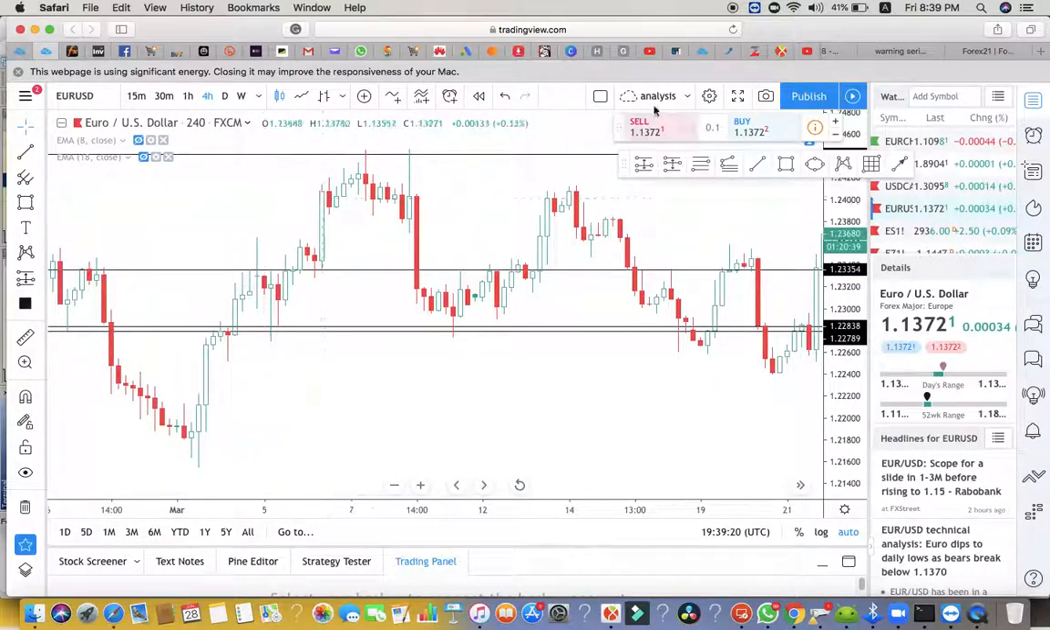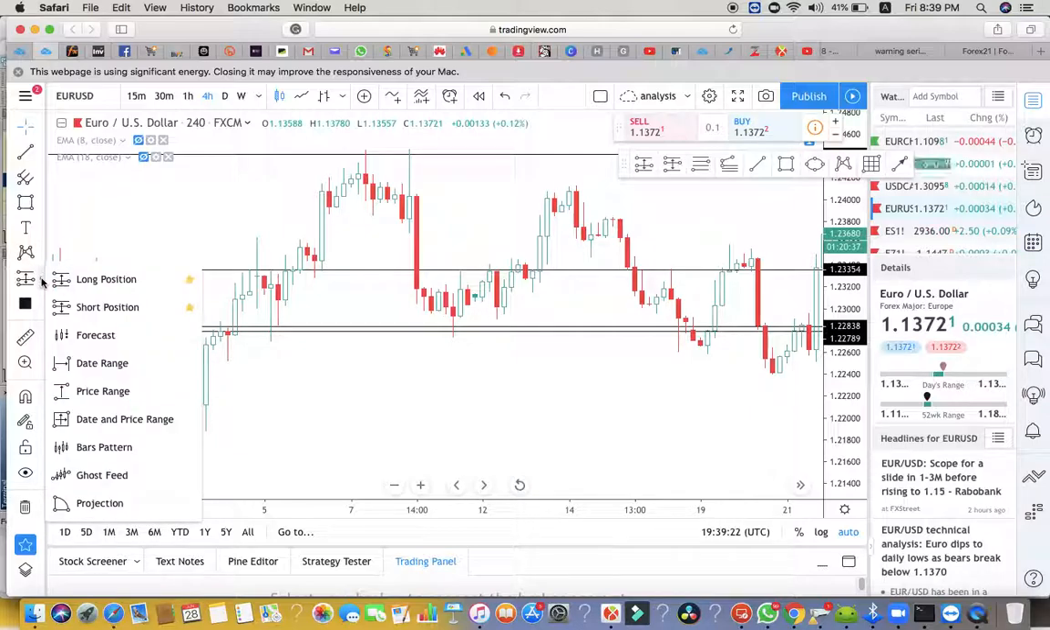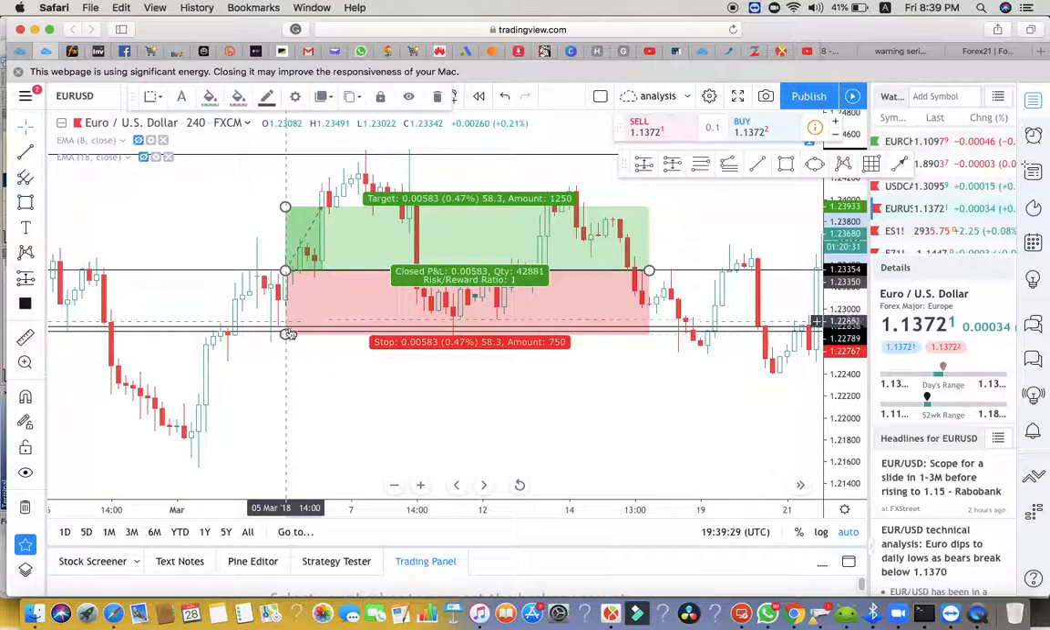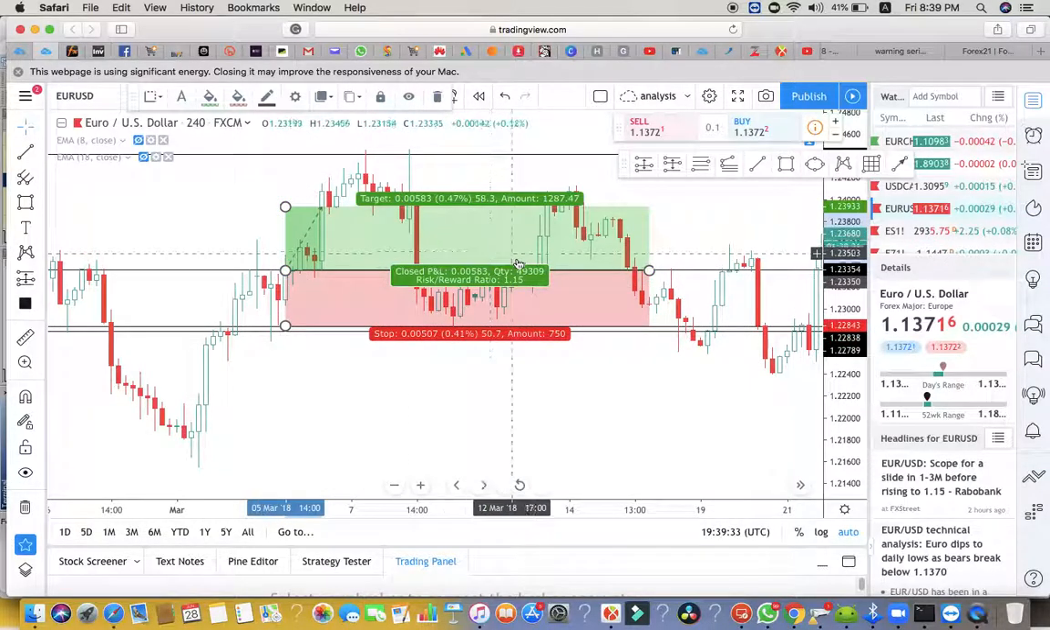So now you can also use this tool. You come here, you get the tool. We have long and short. When you want to take a buy, it's a long. So you place it where you want to enter. All right, then you take this to where you want to place your stop loss. It does the maths for you here.